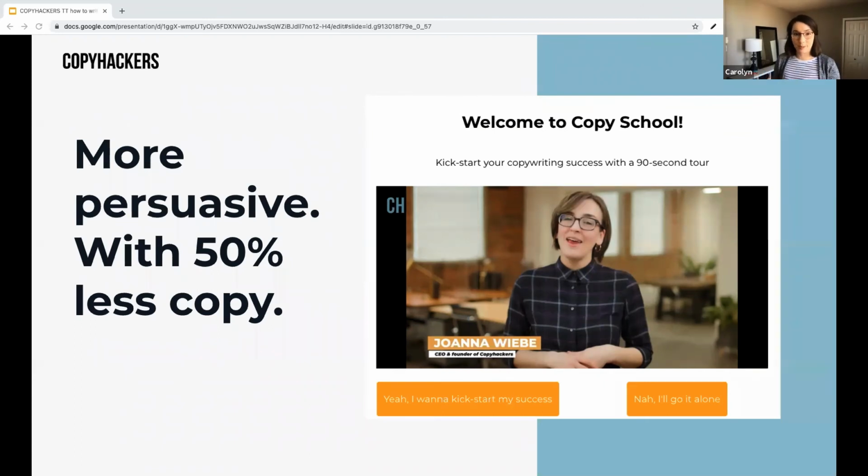If we take a closer look at the buttons, I also rewrote the buttons. So one of them is a CTV, the one that encourages the user to move forward. It's a CTV, so a call to value, aligned with our user's desired outcome. So success, copywriting success, but in this case, kickstart my success. And that encourages the user to enter the tour. So aligning the tour with success, like their goal job to be done here.